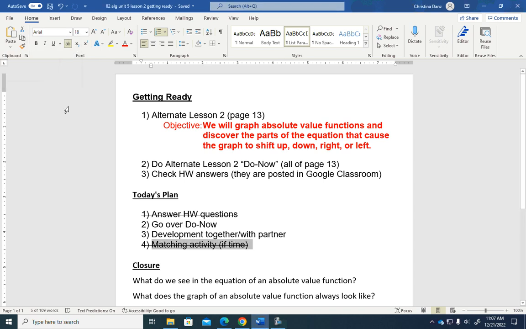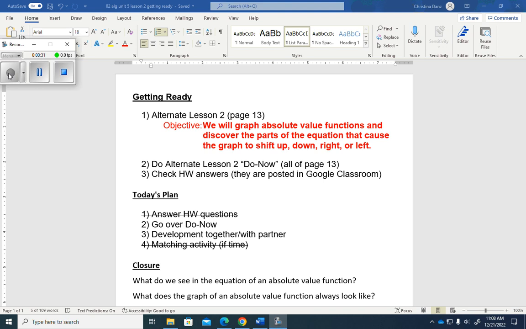So we are on alternate lesson 2, which is page 13 in your workbook. If you can just write down the objective on the lines. We will graph absolute value functions and discover the parts of the equation that cause the graph to shift. And it could shift up, down, right, or left.